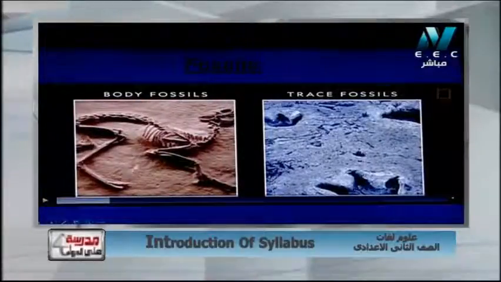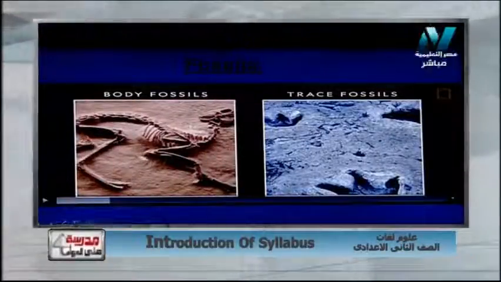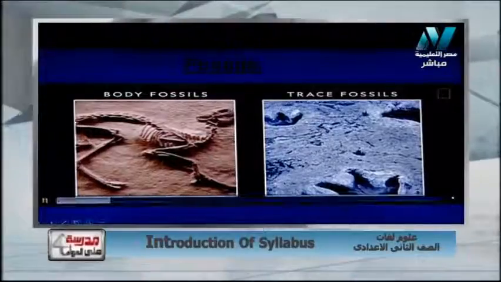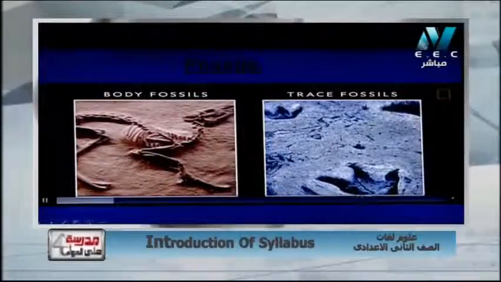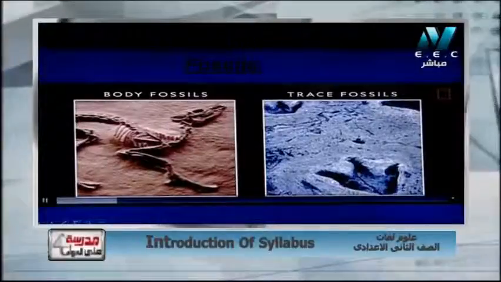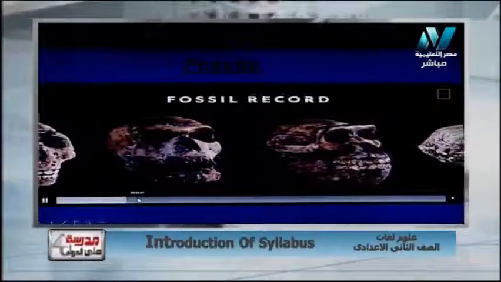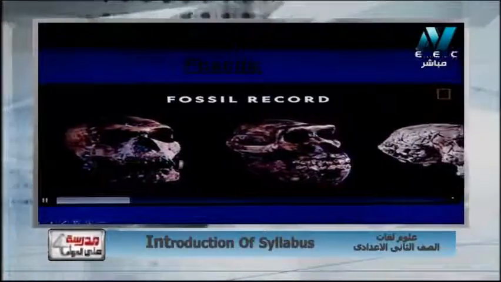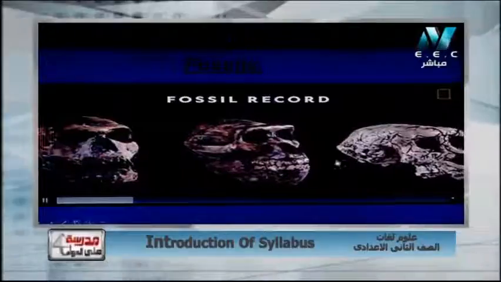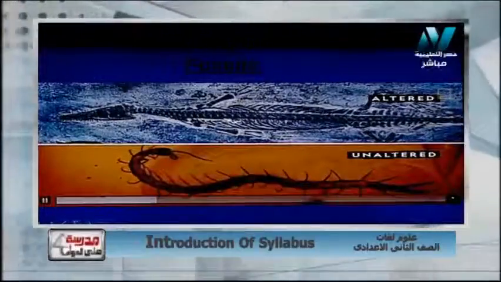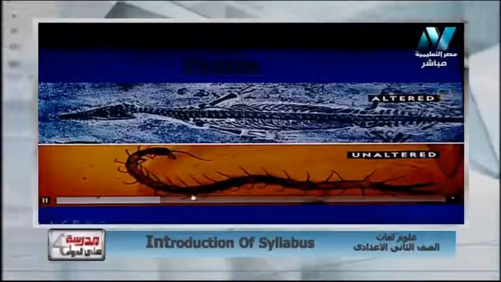As we see here, we have fossils of some kinds of living organisms. Here we have traces of extinct living organisms, such as dinosaur traces, and here we have fossil records, used to study the development of living organisms. Here we have another kind of fossils.